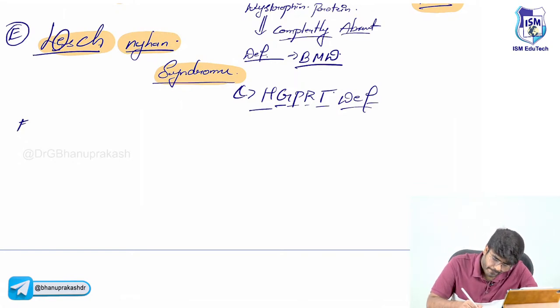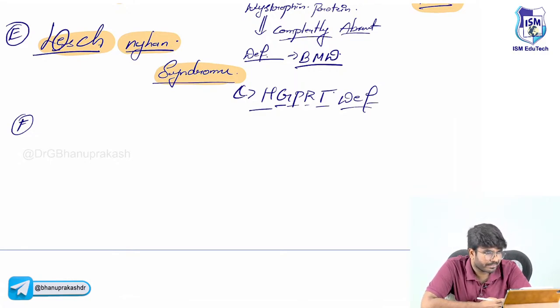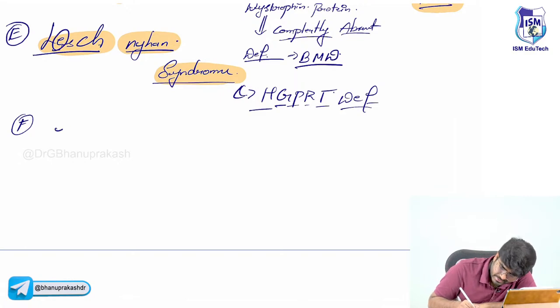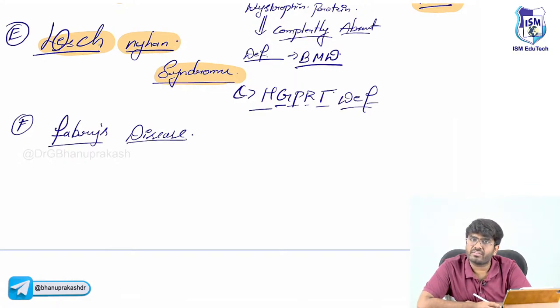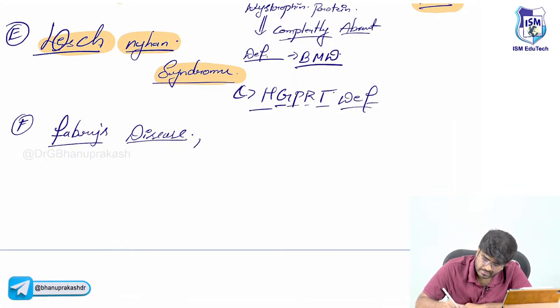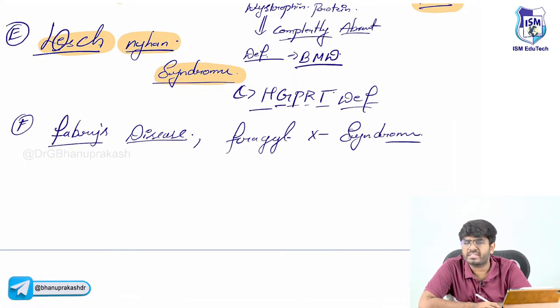F. Do you know what this F is? Any idea about the F? Fabry's. Okay, Fabry's is a lysosomal storage disorder, but still, what is it coming under? It's coming under X-linked recessive. Okay, and fragile X syndrome.